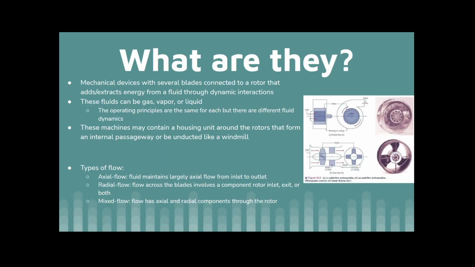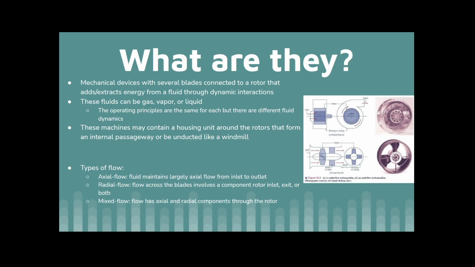Turbo machines are mechanical devices with several blades connected to a rotor that adds or extracts energy from a fluid through dynamic interactions, mostly work transfer. These fluids can be gas, vapor, or liquid, all of which have the same operating principles, however with different fluid properties they have different fluid dynamics. These machines may contain a housing unit around the rotors for an internal passage formation, or may be unducted like a windmill. Turbo machines have three types of flow.